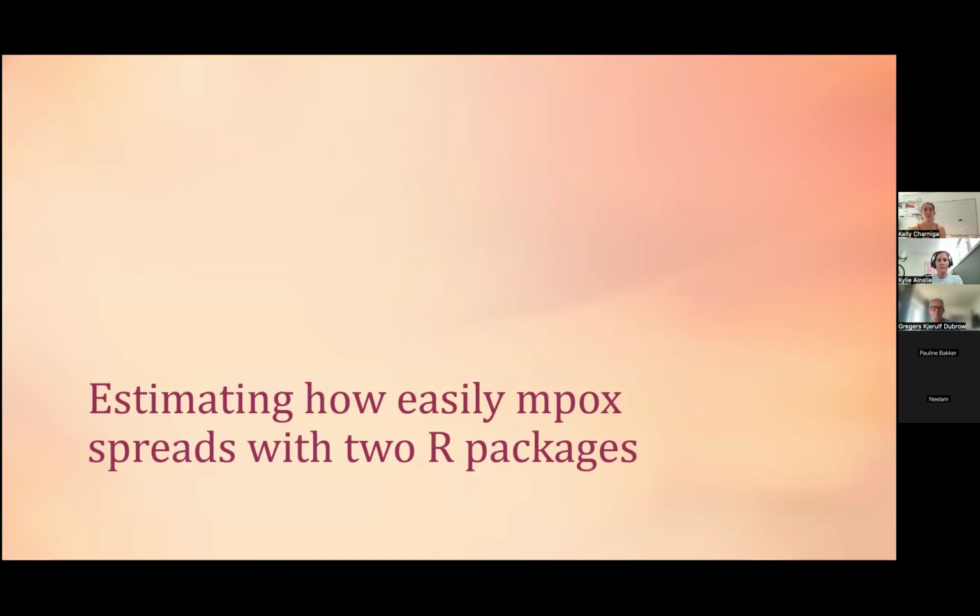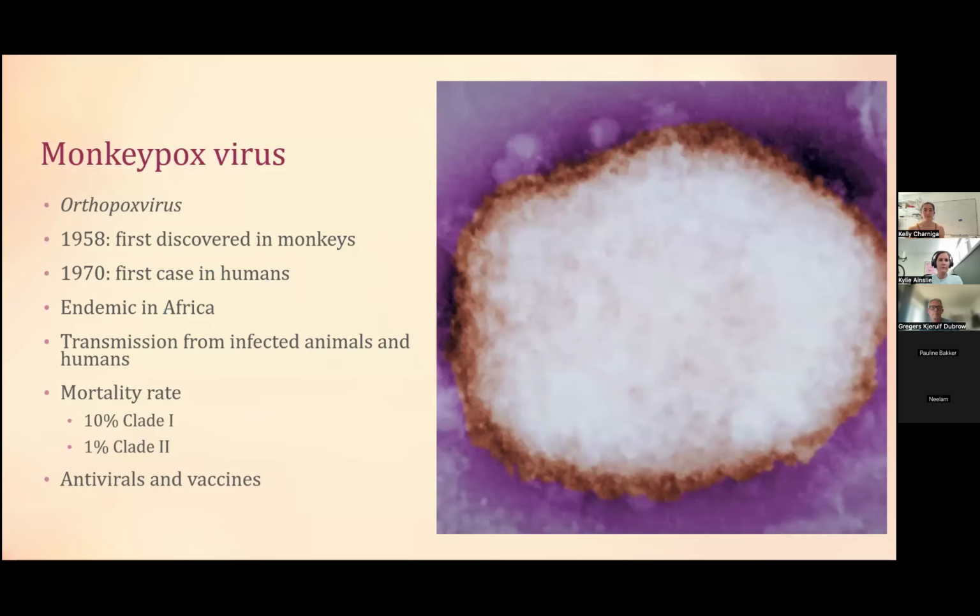Okay, so the first project I'll talk about is looking at how easily mpox spreads in one particular province of the DRC using two different R packages. So for context, this was before the 2022 outbreak. I was already kind of interested in this. And in some ways, it kind of foreshadows the global outbreak that we saw in 2022 and the current outbreaks that are happening in Africa right now.